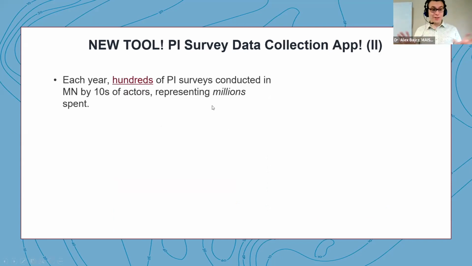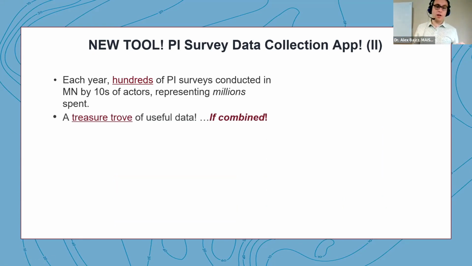Every year, hundreds of these PI surveys are done on lakes throughout the state by state agencies, private companies, and other interested parties. That's hundreds of thousands of potential data points on the state of our lakes and millions of dollars spent. And there's been this recognition for a long time that this is a potential treasure trove of data for research and management if they could be combined.